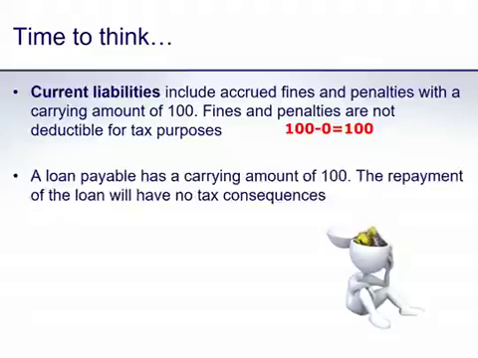Our last example includes a loan payable with a carrying amount of 100. The repayment of the loan will have no tax consequences. If there are no tax consequences, there are likewise no future tax deductions, and therefore 100 minus 0 gives us the tax base of 100.